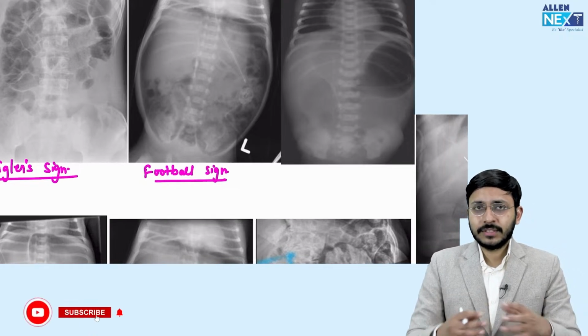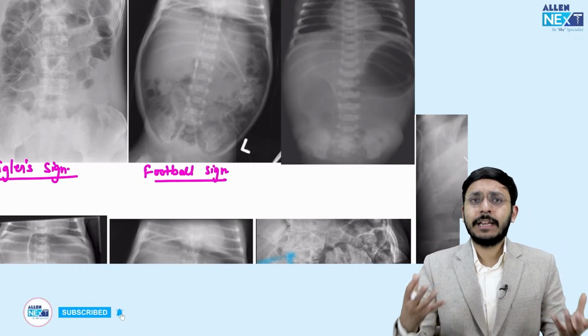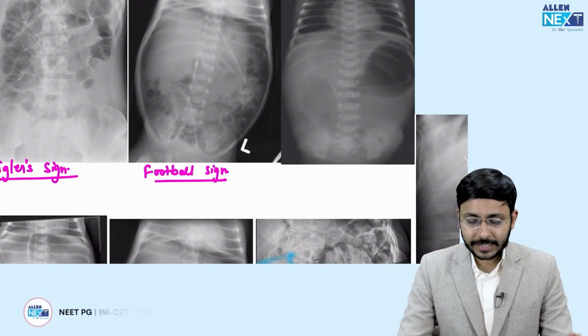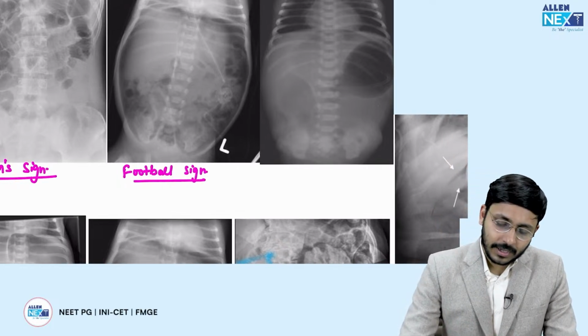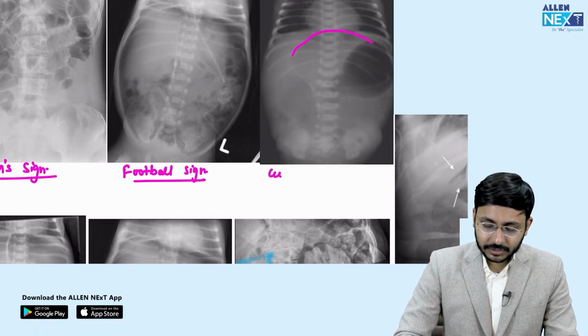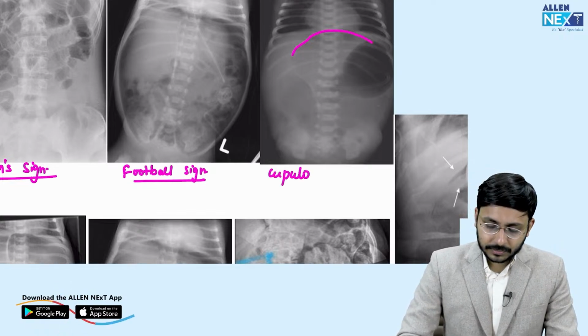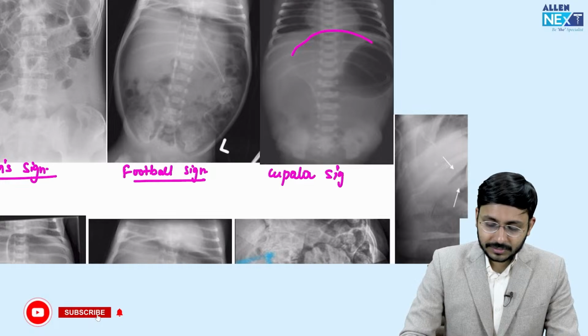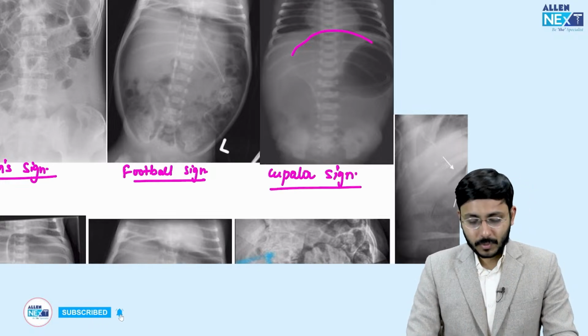Okay, the abdomen is in the shape of a football. This is mainly seen in infants because they have a small abdominal cavity. Now, if the air is beneath the central tendon of the diaphragm, this is known as the cupola sign.